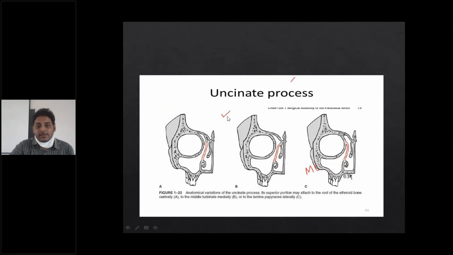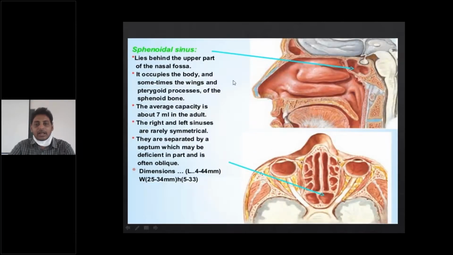Hope you are clear. This is a very important clinical point from a surgical point of view. We should make sure of the attachment of the uncinate process, because depending upon the attachment of the uncinate process, the drainage of the frontal sinus will vary. And coming to the next sinus, which is the sphenoid sinus.